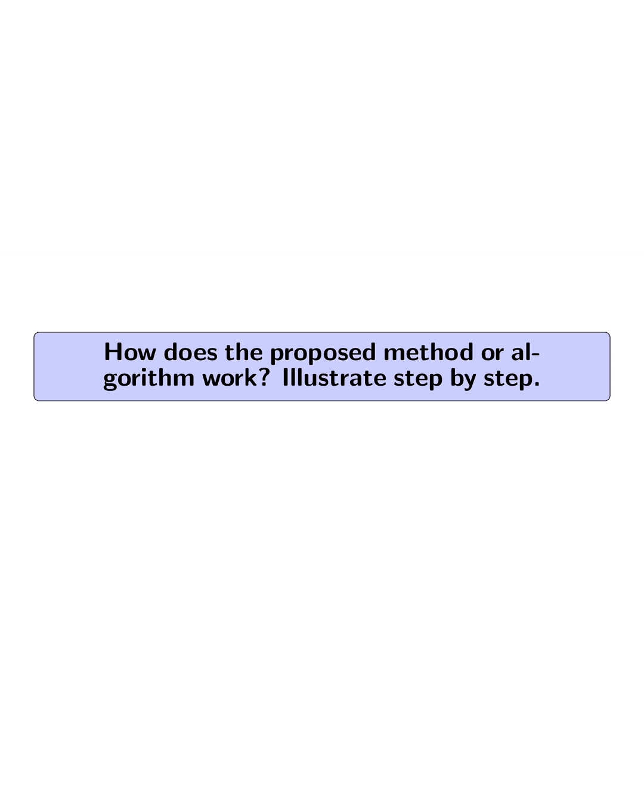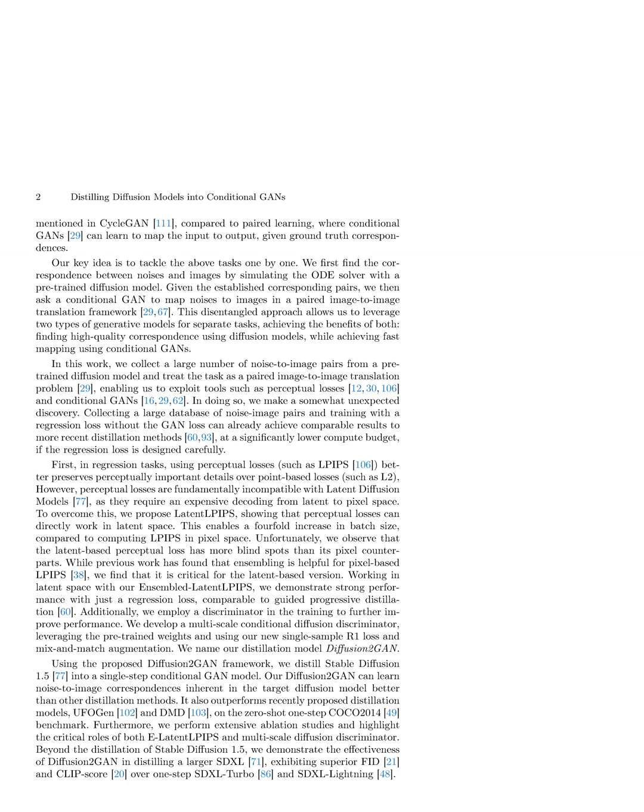How does the proposed method or algorithm work? Illustrate step by step. The proposed method, Diffusion2GAN, works by distilling a pre-trained multi-step diffusion model into a one-step generator using a conditional GAN framework and perceptual losses. The algorithm first finds correspondence between noises and images by simulating the ODE solver with a pre-trained diffusion model. Then, it leverages a conditional GAN to map noises to images in a paired image-to-image translation framework.